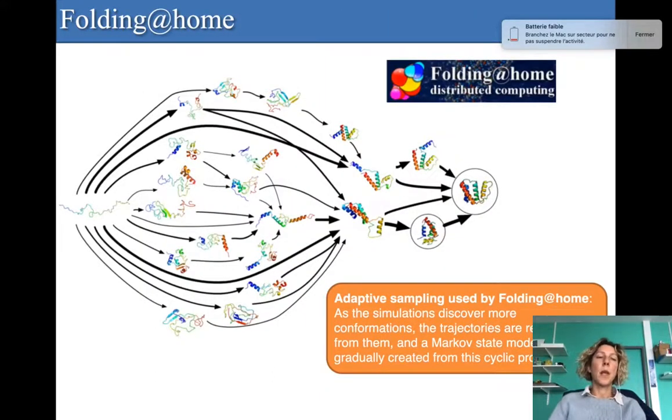But another initiative is the Folding@home initiative, where you have adaptive sampling using the computing resources of everybody. So it's really distributed computing. You start from different points and you do small simulations, and then you try to put all these simulations in a Markov state model. So this allows you to compute some kinetics of the folding.